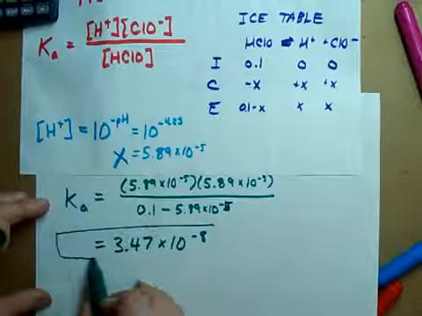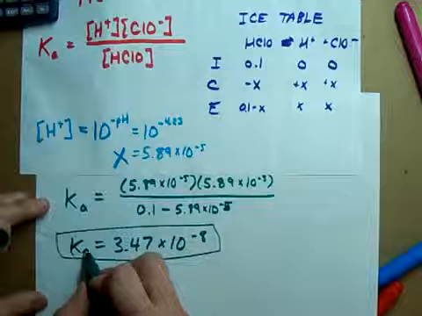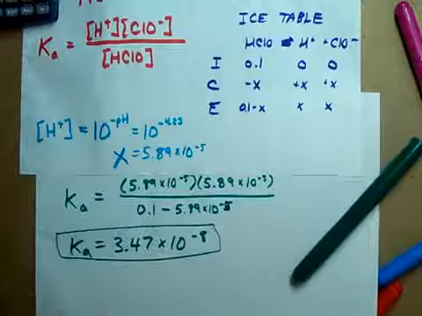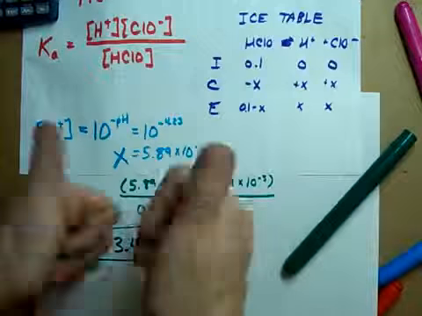A completely legitimate value for the Ka of a weak acid. And that's how you do it. Best of luck.